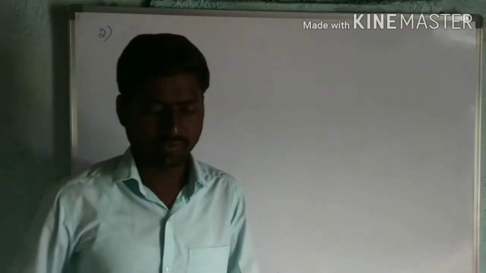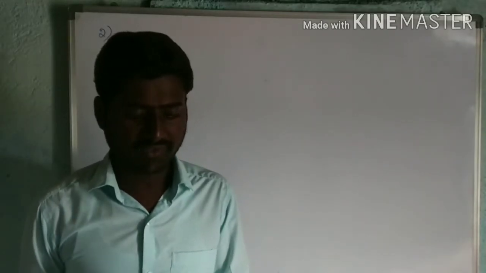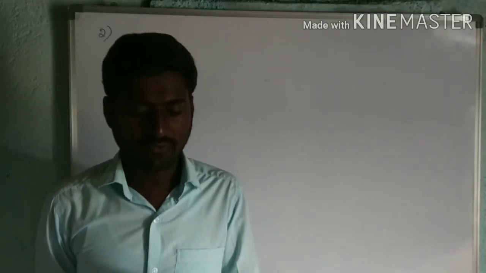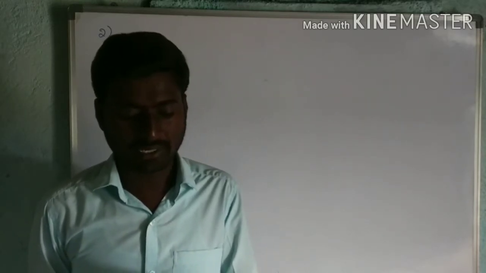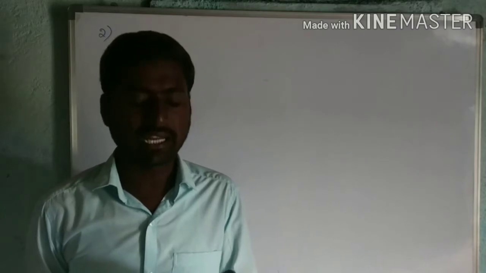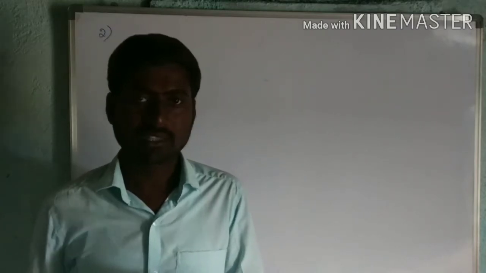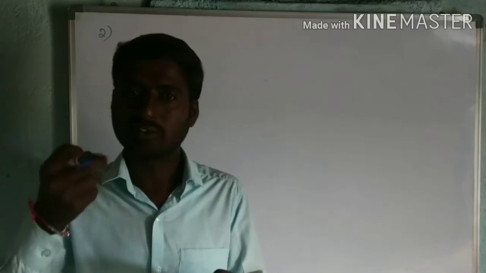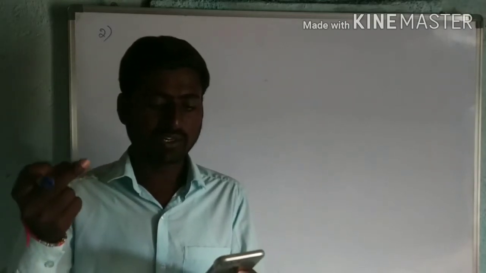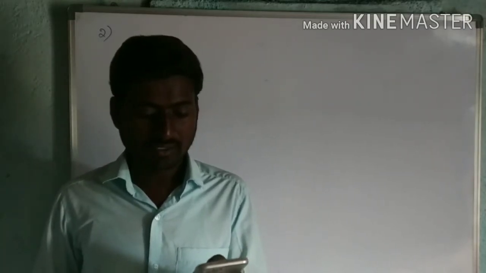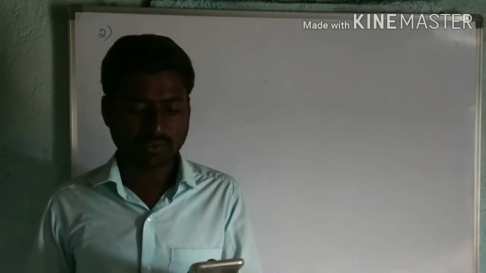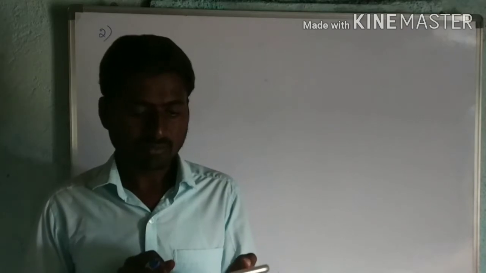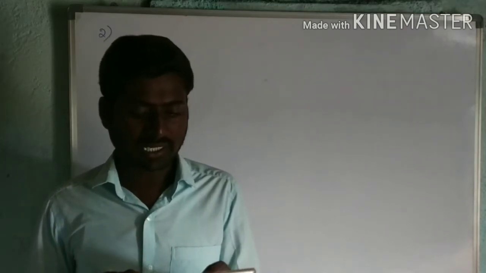The second question: the angles of elevation and depression of the top and bottom of a lighthouse from the top of a 60 meter high building are 30 degree and 60 degree respectively. The first word is elevation, for that 30 degree. The second word is depression, for that 60 degree. Find, first, the difference between the heights of the lighthouse and the building. Second, we have to find the distance between the lighthouse and the building.